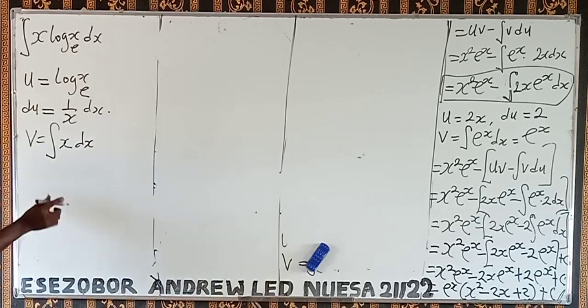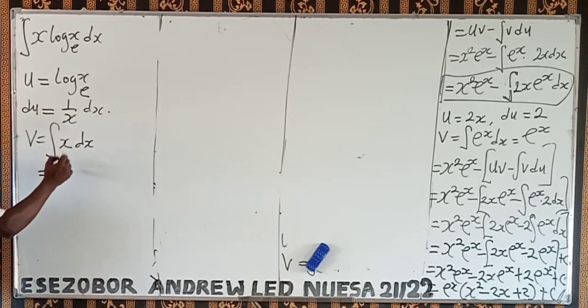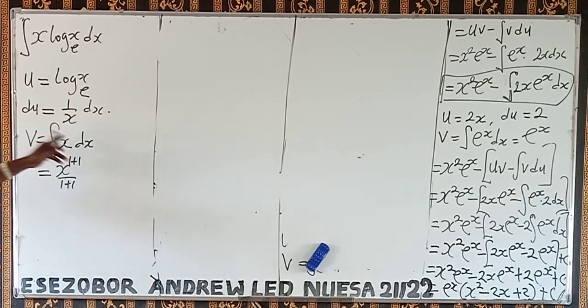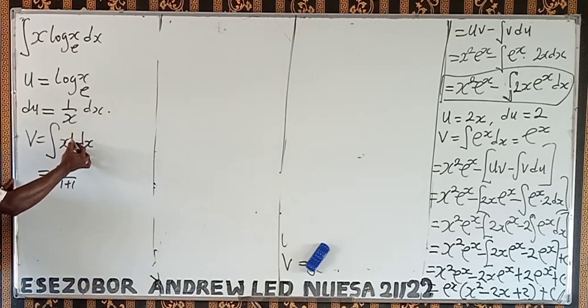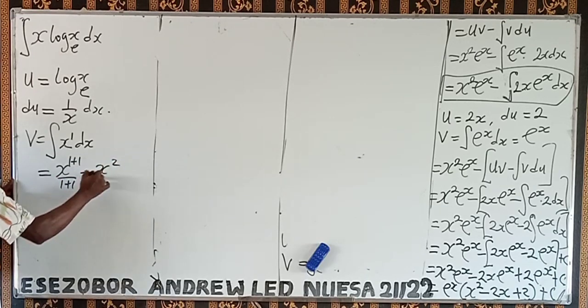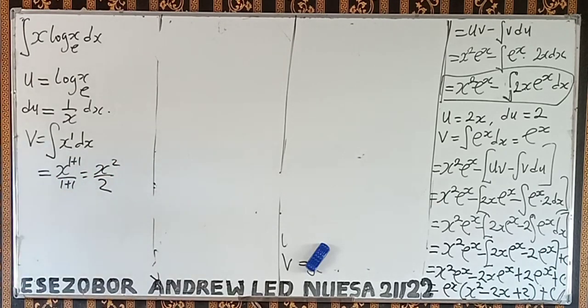Then if you integrate x, you're going to have x to the power 1 plus 1 all over 1 plus 1. Remember, to integrate x, a polynomial function, because x is power 1, you add 1 to the power and divide everything by that same power, which is add 1 to 1, divide it by that same thing. You're going to have x squared over 2. Remember that's how we integrate polynomial functions. So we're going to have this.